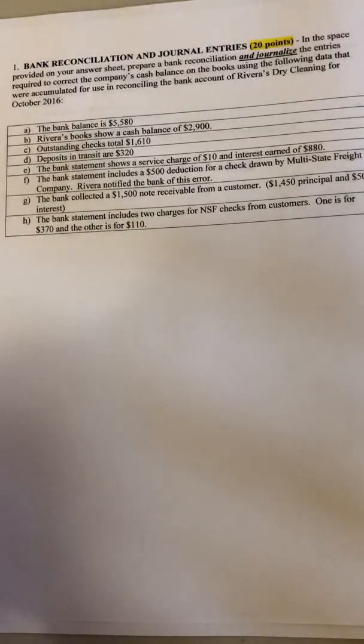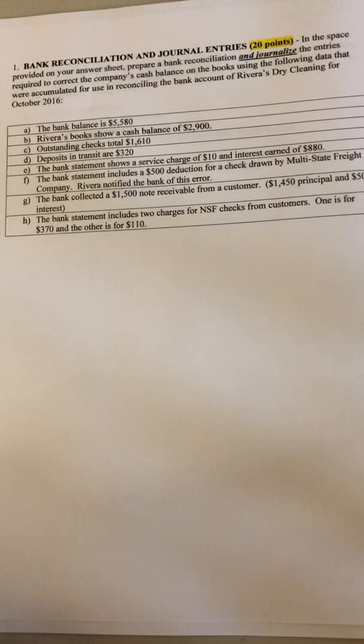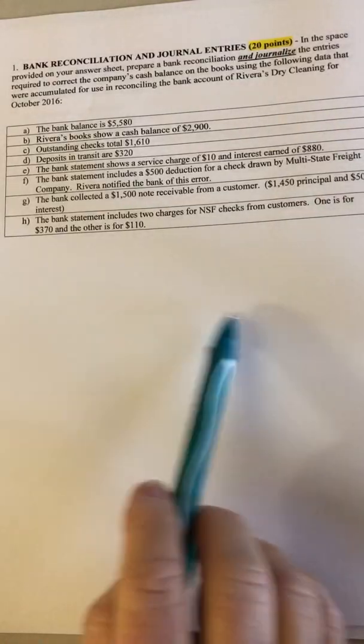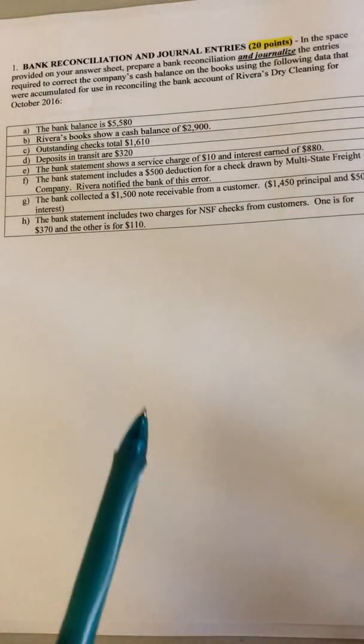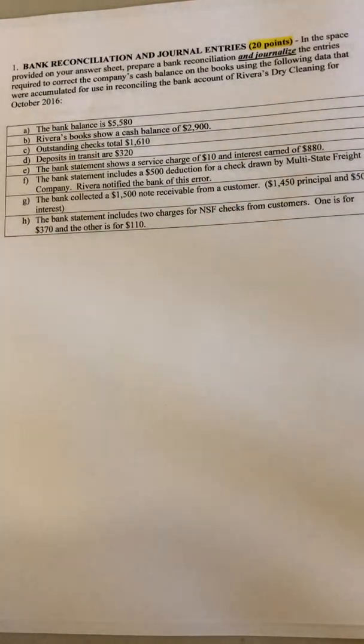So today we're going to be looking at the practice exam for your exam that is on Tuesday. There are only 4 questions, but the bank reconciliation has the bank reconciliation part and then journal entries. You might want to notice that it counts 20 points, so you really need to know how to do that.